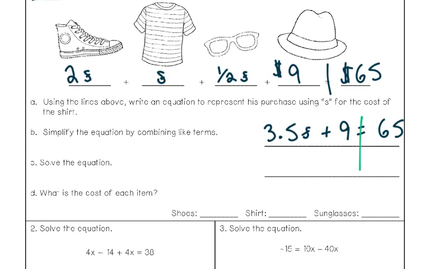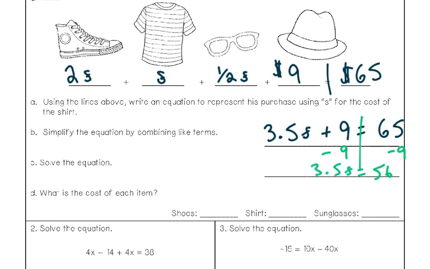I always want to draw my line on the equals and then go in reverse PEMDAS. I want to add and subtract first. So I'm going to get rid of that plus 9 with a minus 9. The rules of equations are if I do it to the left side, I have to do it to the right side. So I do 65 minus 9, and I got 56. So 56 equals 3.5S.